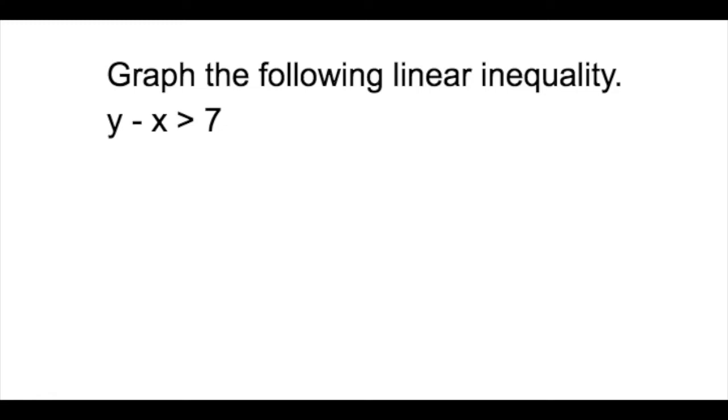So the problem is: graph the following linear inequality, y minus x is greater than 7. First, you have to solve the inequality for y. To solve it, add x on both sides, so it becomes y is greater than 7 plus x. Then you find the x-intercept and the y-intercept. For the x-intercept, replace y with 0. And you do the same to find out the y-intercept. Oh, so you also replace x with 0.